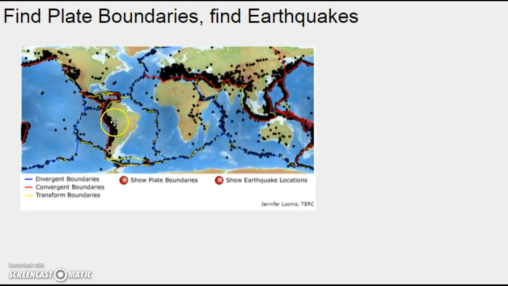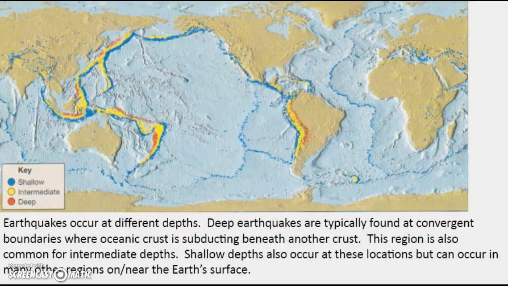And so where I see the dark, I find all kinds of earthquakes, and I find earthquakes along the plate boundaries for the most part. There's some scattered, intermixed in there, but for the most part we find earthquakes where we find plate boundaries. But we can also find shallow, intermediate, and deep, that earthquakes occur at different depths. Deep earthquakes are typically found at convergent boundaries, where we find subduction, oceanic crust subducting beneath another crust. This region is common for intermediate depths as well. Shallow depths can also occur at these locations, but they can occur in many other areas in Earth as well.